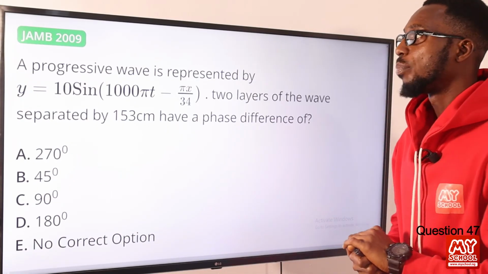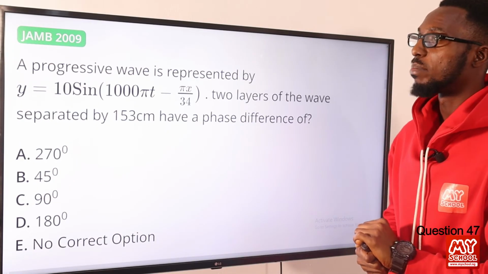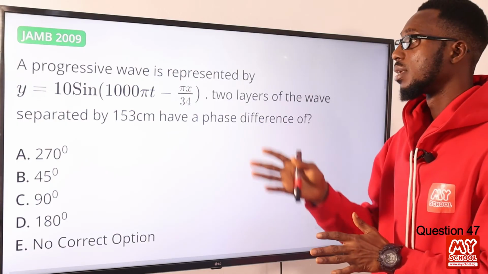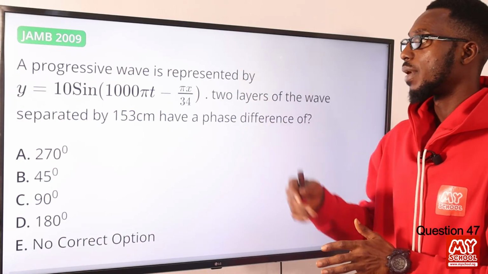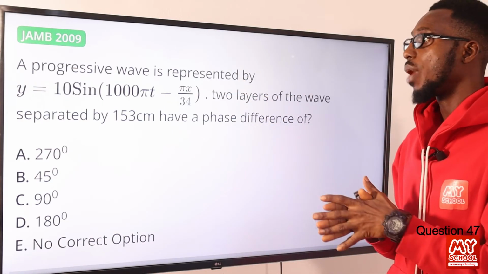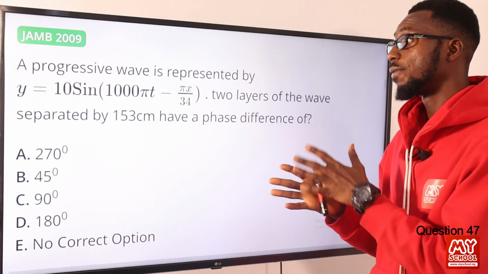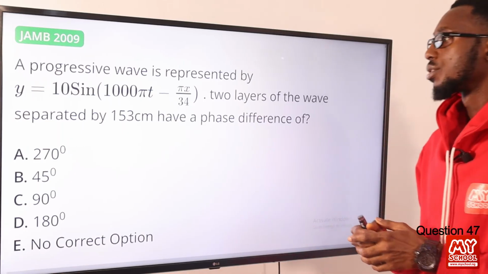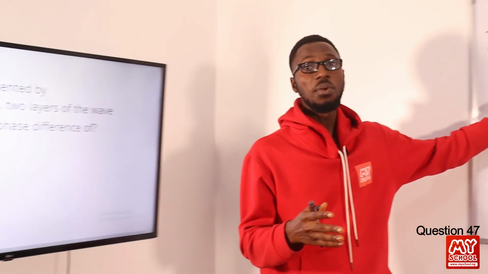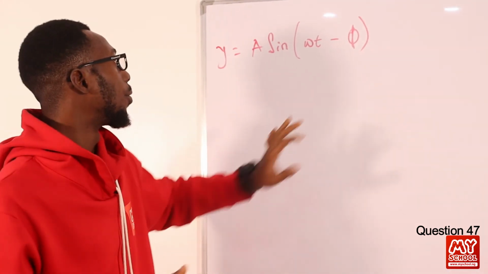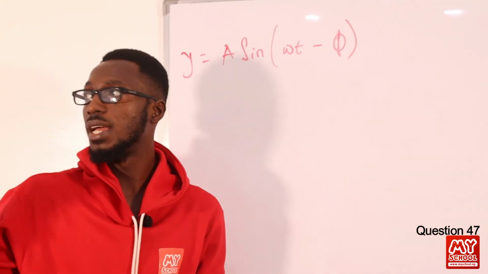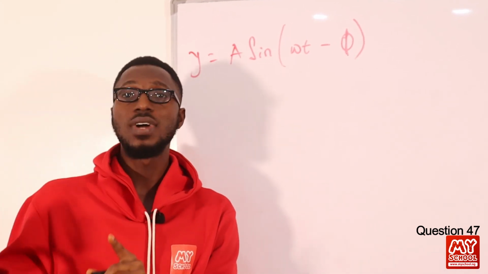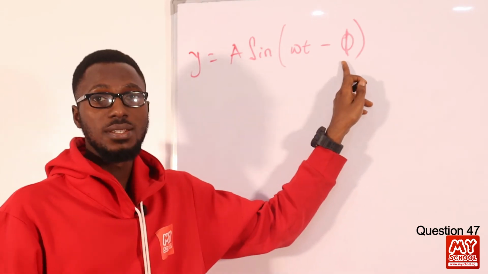47. A progressive wave is represented by y equals 10 sine (100 pi t minus pi x over 34). Two layers of the waves are separated by 153 centimeters, and they have a phase difference of what? This is the standard formula for a progressive wave. If you compare it with what we are given, you realize that the part with minus pi x over 34 actually represents the phase, right?